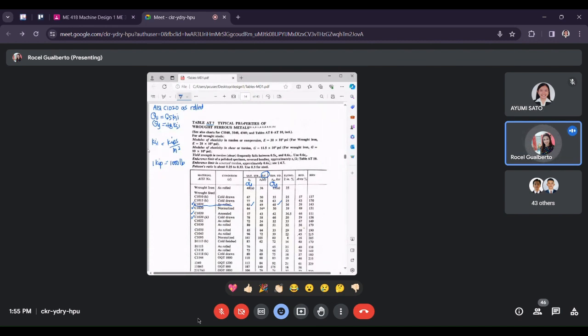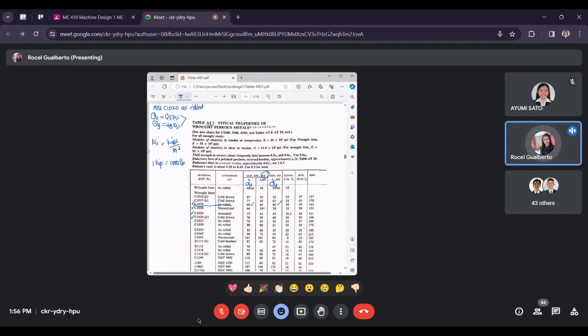Now, for your solution, this is always how you write the material specification. It should bear the code, and the code should be complete. It should also include the strength, sigma u and sigma y. Always include those. The code, and then the strength. Now, these values are taken from the table.